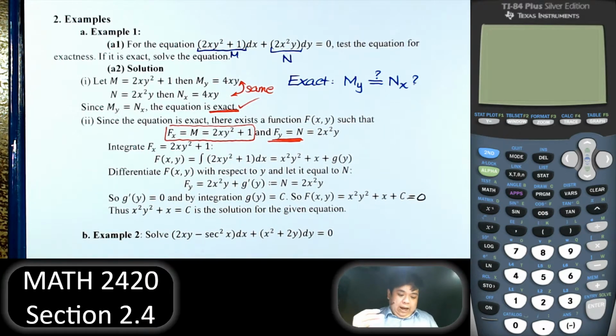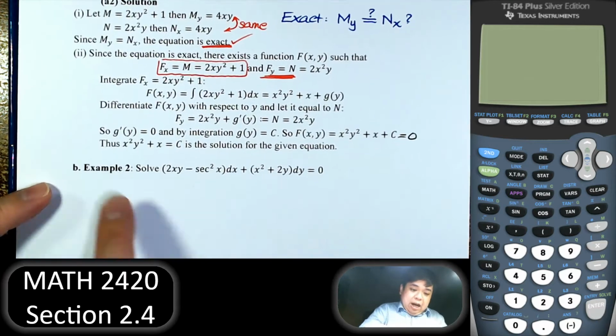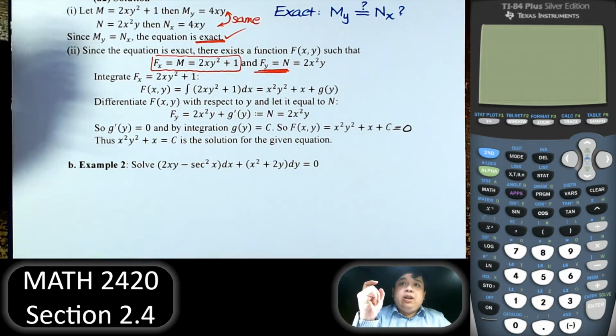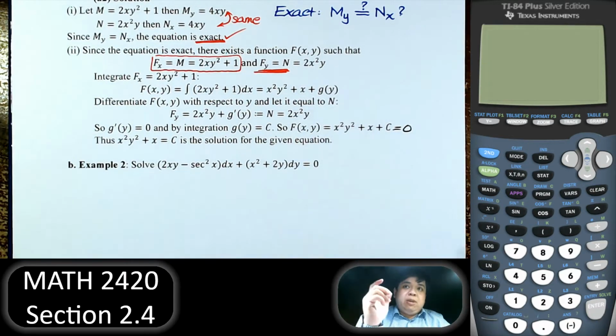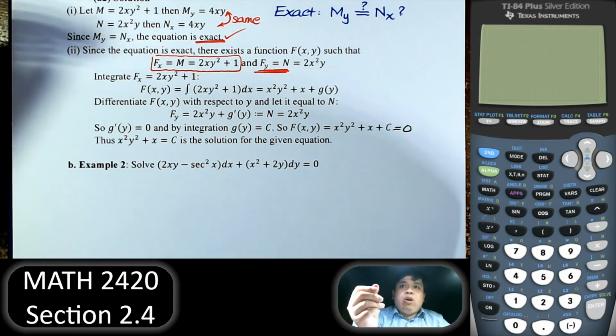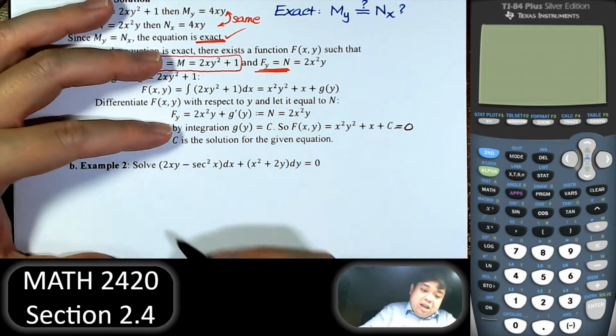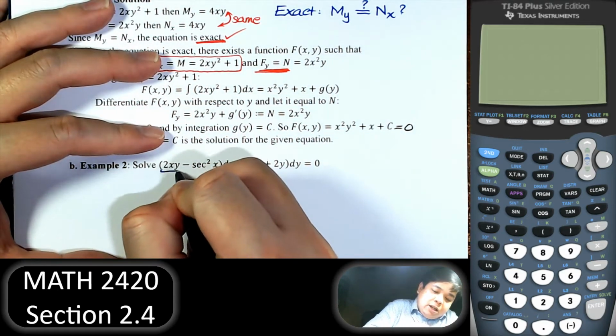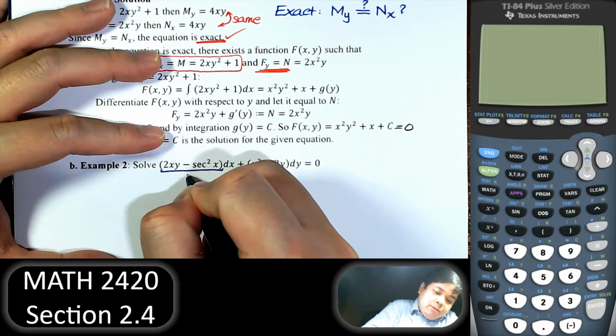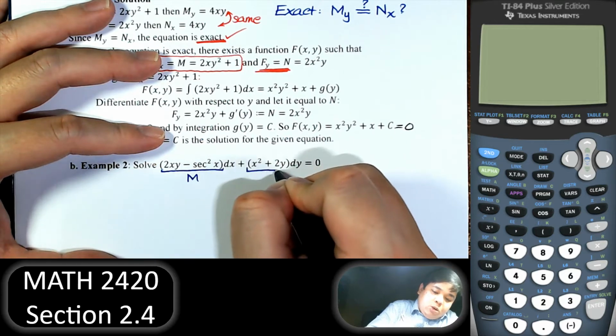Right, now we have some examples here. So first, solve this equation. The first thing we do is make sure it is exact, because if it is not exact, we don't solve for it. That's what we've done in this section. So first, this is going to be M and this is going to be N.